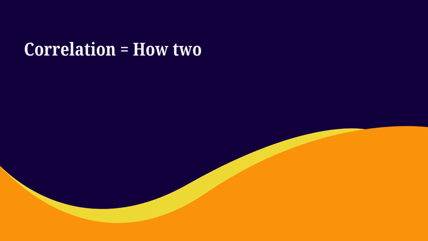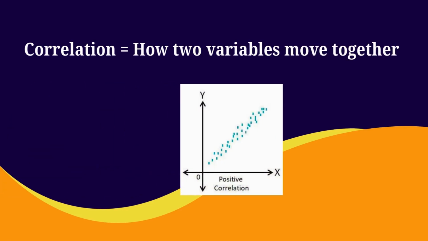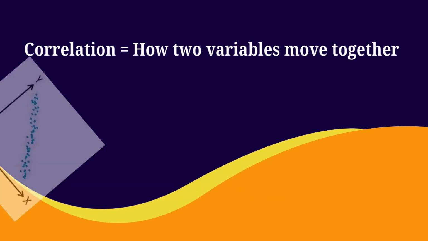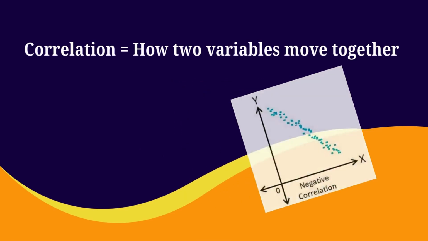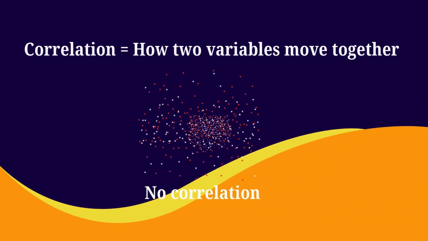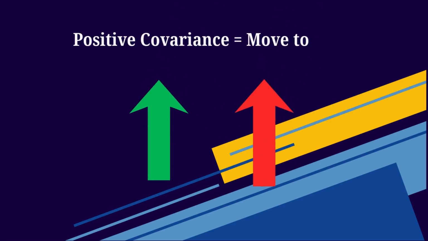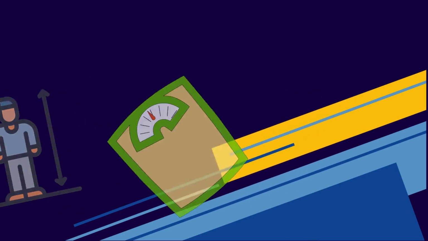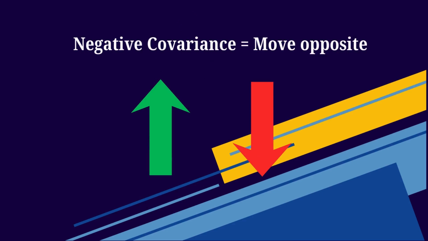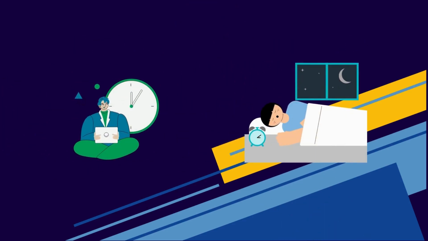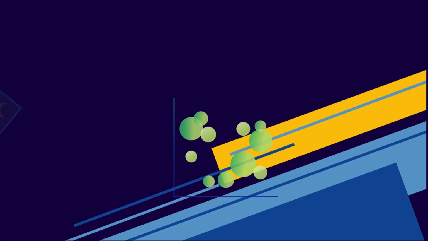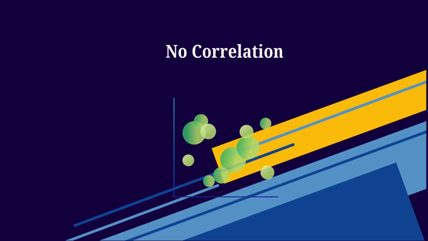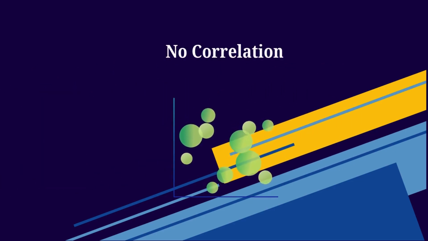What exactly is correlation? In simplest terms, correlation measures how two variables move together. When one variable changes, does the other tend to change too? And if so, in which direction? If two variables increase or decrease together, like height and weight or income and spending, we call that a positive correlation. If one goes up while the other goes down, like screen time and sleep quality, that's negative correlation. And if there's no consistent pattern, the variables are said to have no correlation.